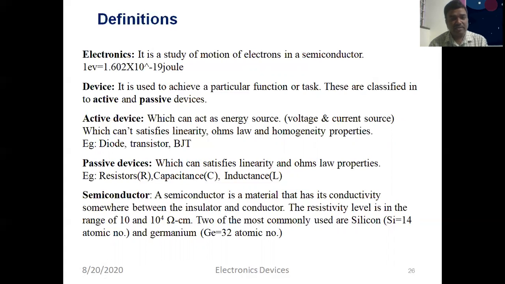Semiconductor is a material which has conductivity between that of an insulator and a conductor. The resistivity lies between the insulator and the conductor, that is in the range of 10 to 10 to the power 4 ohms per centimeter.